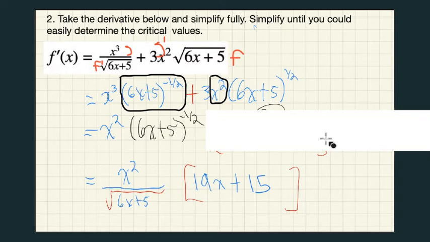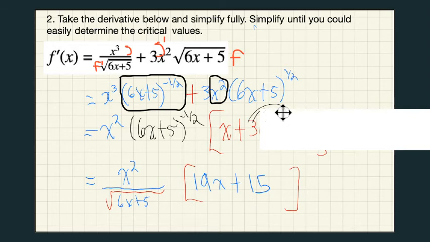Now what I need to do is divide. So I'm going to have x cubed divided by x squared, which gives us x. And I've got 6x plus 5 to the -1/2 divided by the same thing. Something divided by itself is always 1. So then I've got a plus sign here, which gives me a plus sign here. And now I have 3x squared divided by x squared. That's what factoring is, right? We're dividing that out. Well, that's just going to be plus 3.